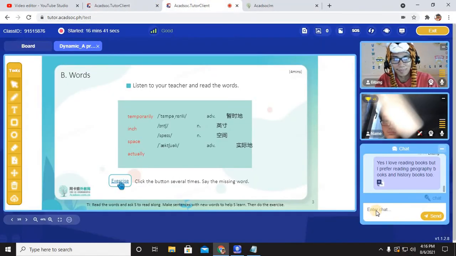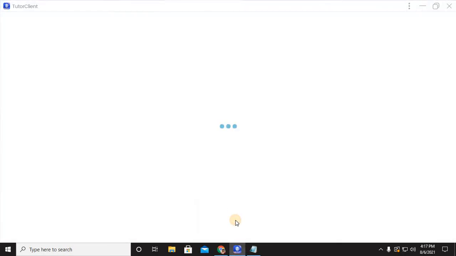Okay, let me see if I can send you the meaning. Can you still see me? I can't seem to see you. Oh, there. Okay. So we're going to make a sentence with the word temporarily, okay? All right, I will give you first a sample sentence. Okay. Let me think of a sentence. Temporarily. What happened? Can you think of a sentence, Mike? Can you give me a sentence with the word temporarily?